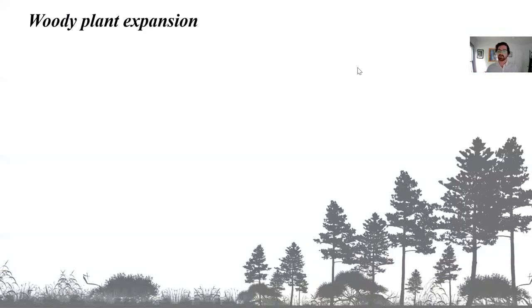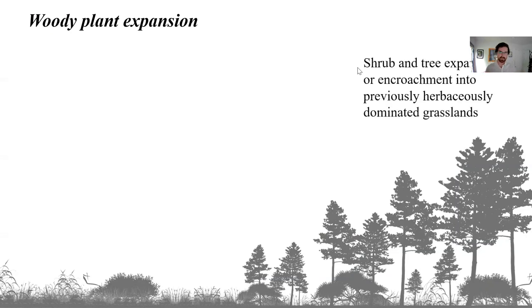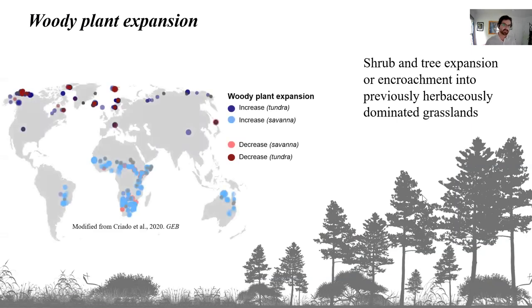The second vegetative change that's prevalent across the globe is this phenomenon called woody plant expansion or woody plant encroachment, which is really defined as trees moving into a grassland. Again, we see it very prevalently across the tundra regions, also in temperate regions, and then particularly in savanna, tropical savanna regions.